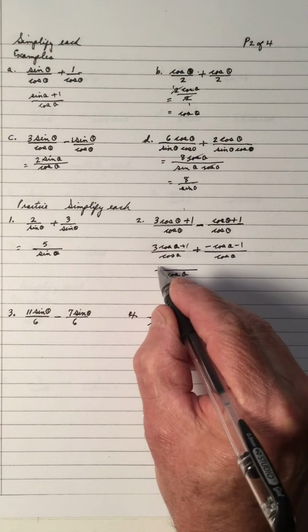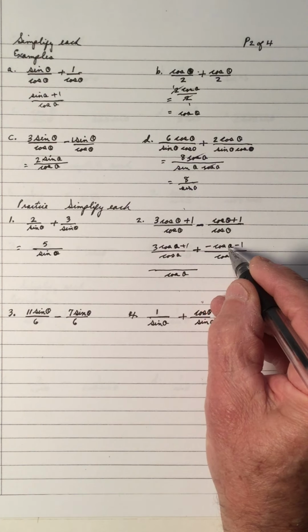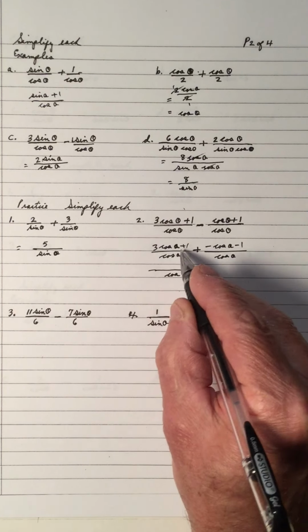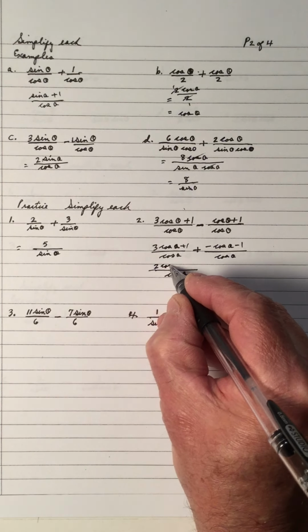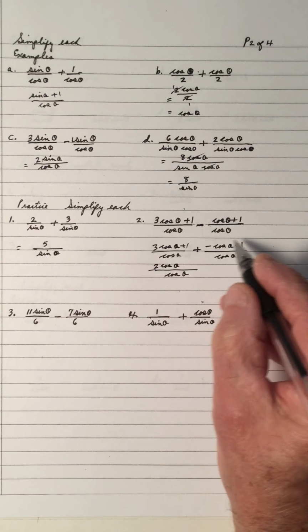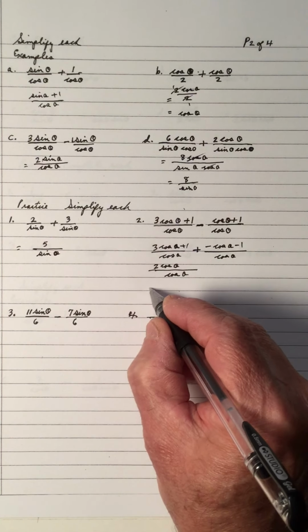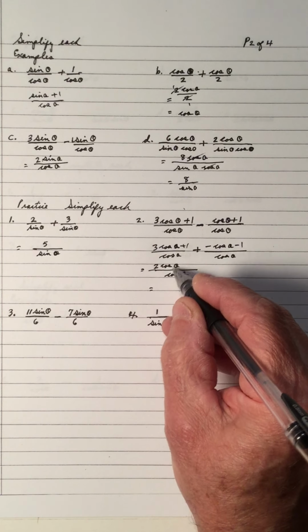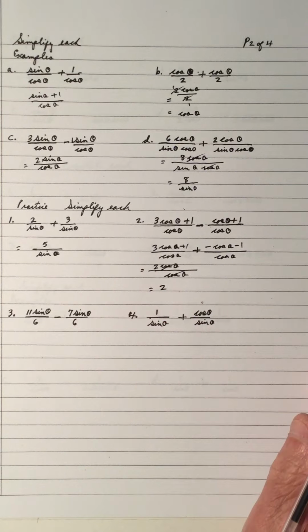So now we have 3 cos theta plus 1, add on negative cos theta minus 1. And when we add the cos thetas, 3 subtract 1 is 2 cos theta. And we have positive 1, negative 1 is 0. And notice that cos theta is on top and bottom, so we cancel. So we get 2 as our final answer.